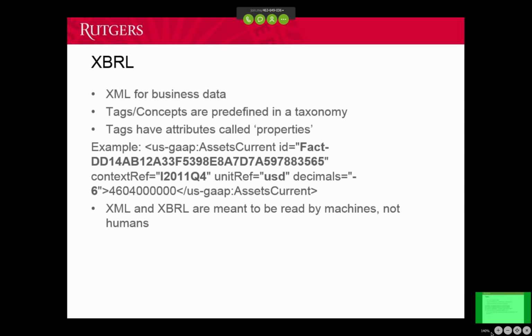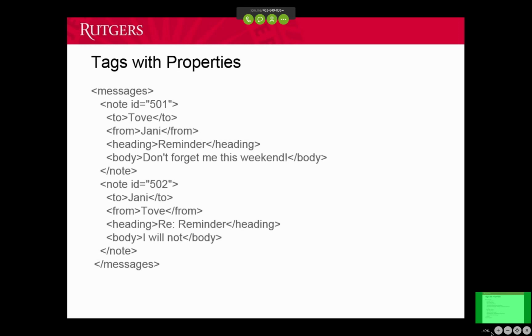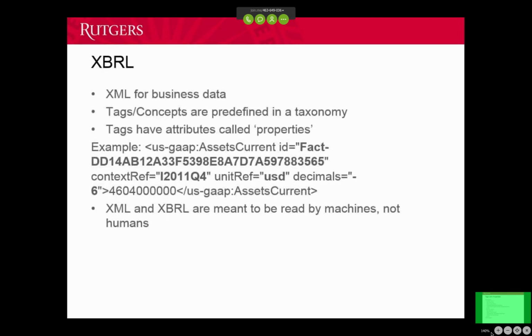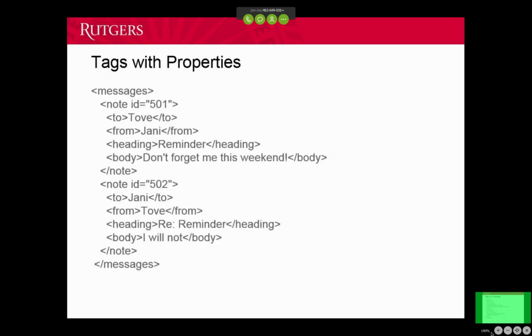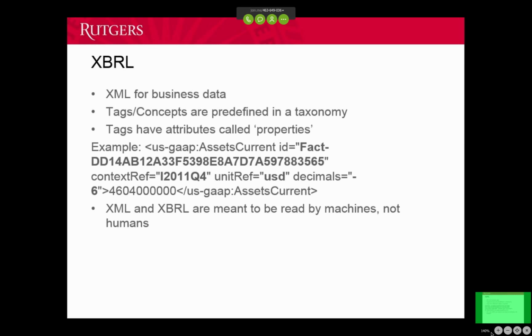XBRL is XML for business data. So instead of having tags for components of an email, you'll have tags for components of a financial statement. And these tags are predefined, just as these tags might be predefined. We'll all agree to use the same tags for an email. And the list of tags and their definitions are put in a location called a taxonomy. So the taxonomy has the master list of all the tags and what they mean.